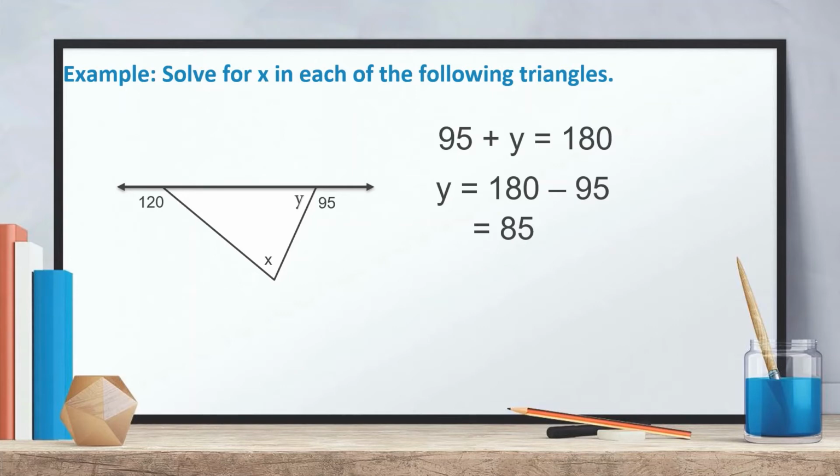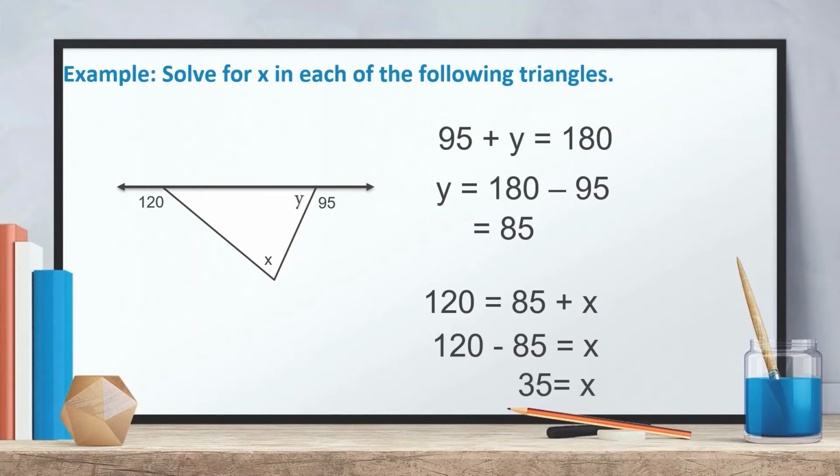Now, let us solve for x. The exterior angle 120 is equal to the sum of the two remote interior angles, y, which is 85, and x. So in symbols, we have 120 equals 85 plus x. And to solve for x, just simply subtract 85 from 120. So, 120 minus 85 is equal to 35. So, therefore, the value of x is 35.